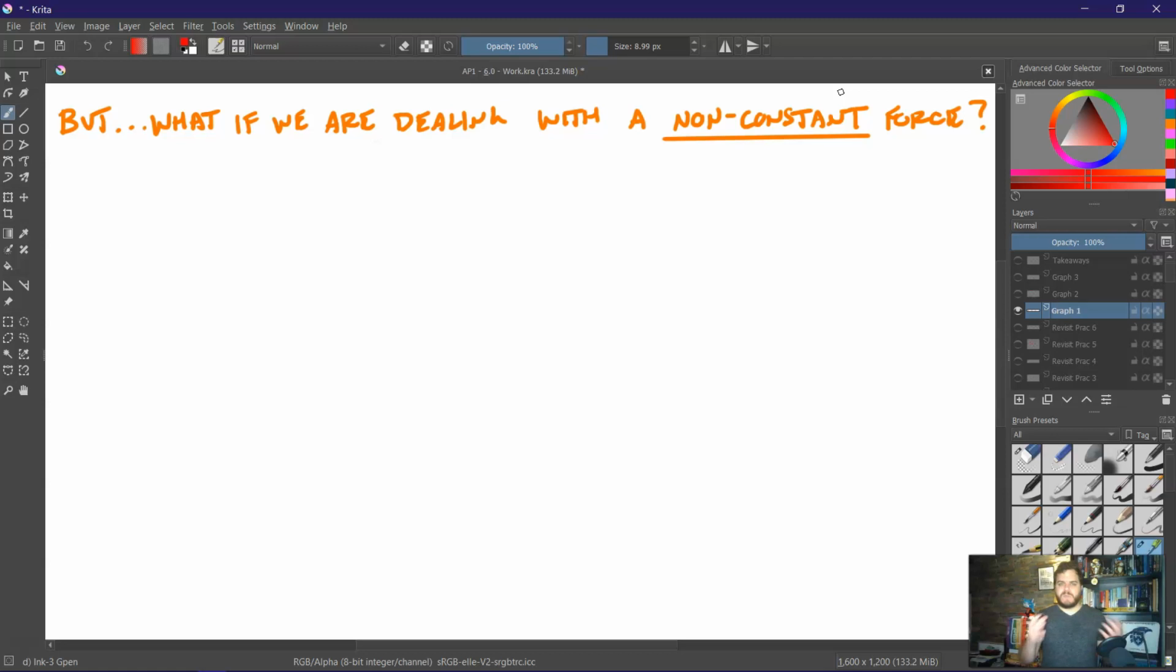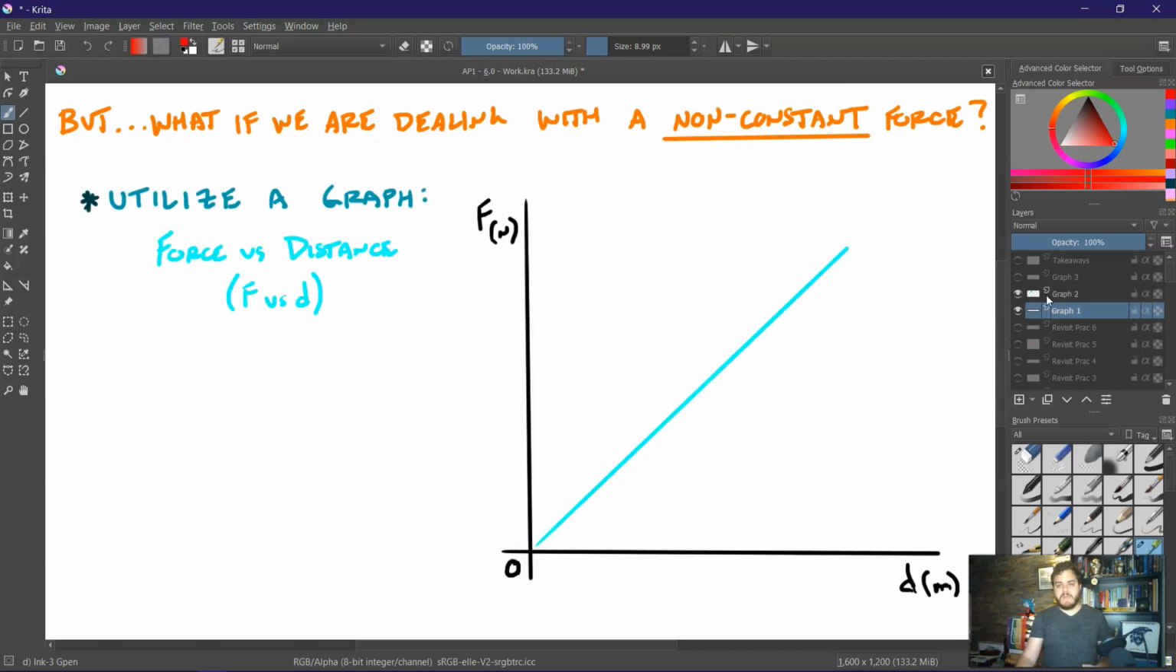When did we previously deal with a situation when we had a non-constant force? That just came up in the last unit, talking about momentum and impulse. When we dealt with this, we did a force versus time graph. Now, rather than a force versus time graph, let's actually utilize a force versus distance graph, or an F versus D graph.